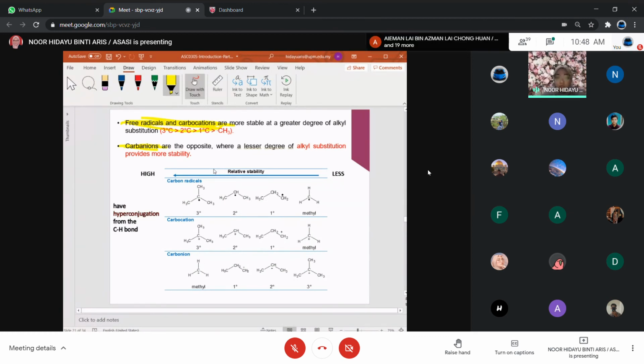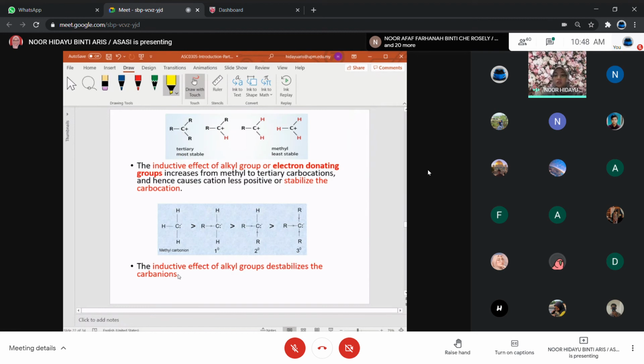So kenapa? Due to the hyperconjugation from the CH bond. So kalau kita boleh tengok sini, from less to higher stability, untuk free radical dengan carbocation adalah sama. Tertiary ni lagi stable. Untuk carbanion, yang paling kurang stable adalah tertiary dan yang paling stable adalah methyl. So kenapa macam tu? So let's see this one.